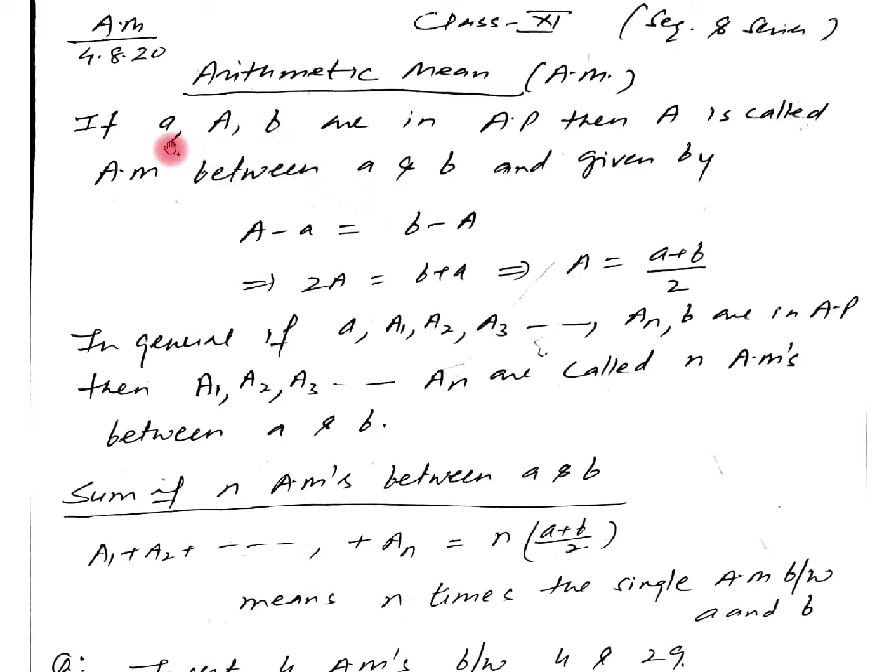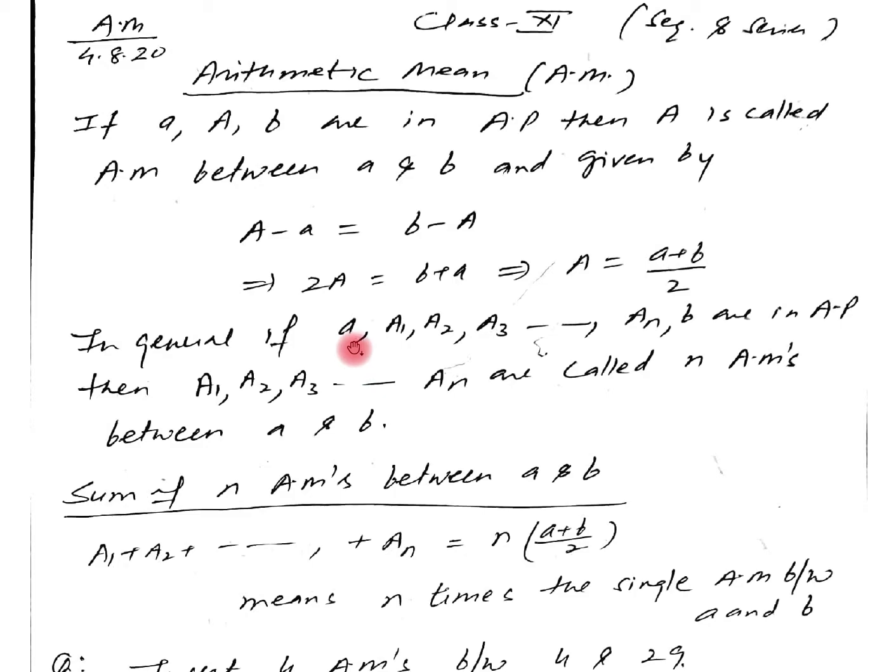As these three numbers are in AP, by the definition of AP you can write A minus a equal to b minus A. Simplifying, we get 2A equal to a plus b. This implies A equals (a plus b) by 2. This is the arithmetic mean of what? Two numbers.